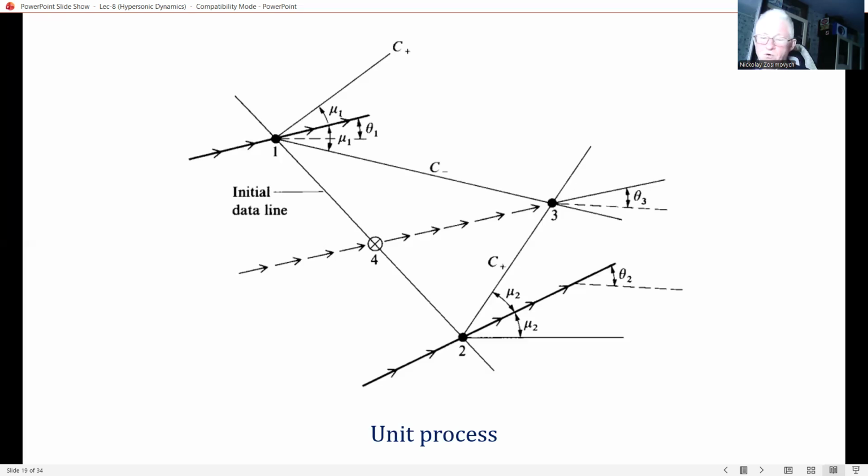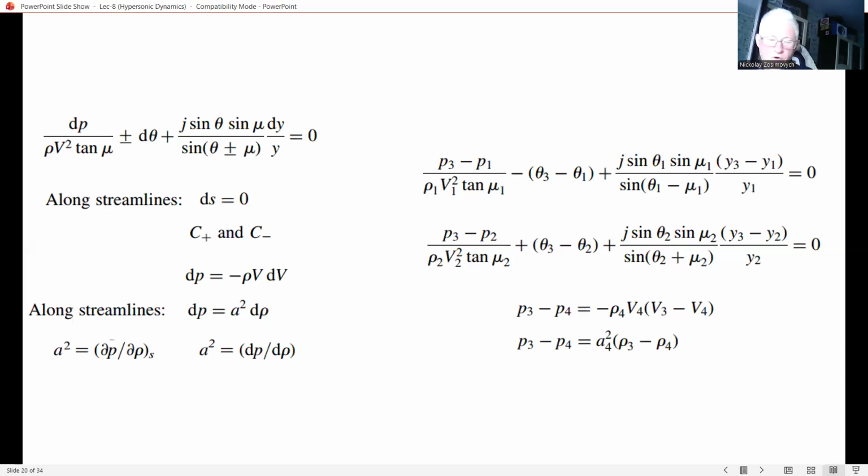Okay, so next step, calculate the flow properties at point 3 by solving the compatibility equations along the characteristic line. These equations are obtained from the governing Euler equations after considerable manipulation. So, along Mach lines, we have our first equation on the left upper part of this slide. Along a streamline, entropy must be equal to 0.